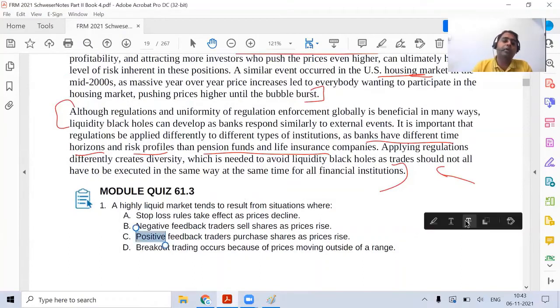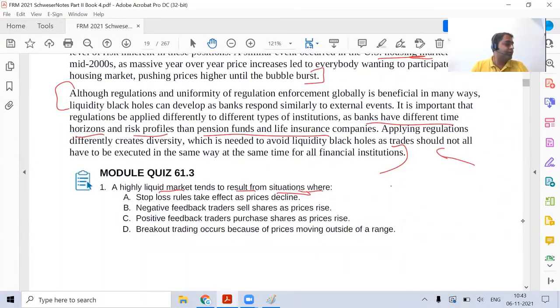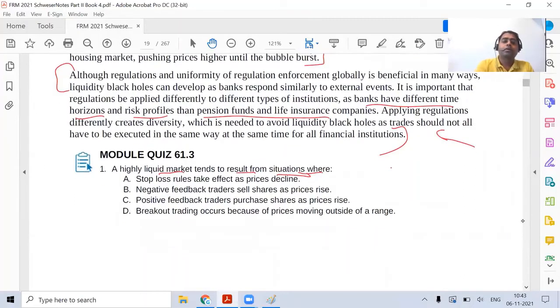A highly liquid market tends to result from a situation where, which of the situations would lead to a highly liquid market? Stop loss rules affect the price decline. Will this lead to high liquidity? No, because the prices are going down. Negative feedback traders sell shares when the prices rise. So they are bringing stability. That means they are bringing liquidity. This can be the answer.